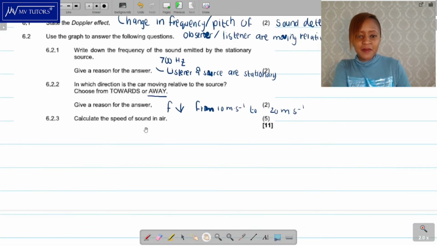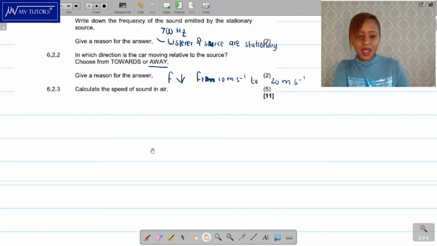And then finally, calculate the speed of sound in air. They normally give us this number, around 340 meters per second, but now they want us to calculate it. So we're going to use the equation. The frequency of the listener is equal to the frequency of the source multiplied by the speed of air plus or minus the speed of the listener, all over the speed of air plus or minus the speed of the source.